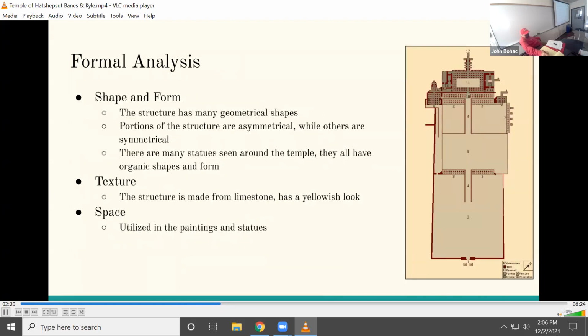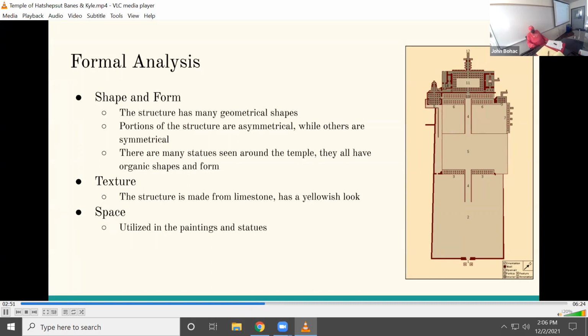So, formal analysis. On this first slide, I'm going to be going over the formal analysis of the entire structure itself. And we'll talk about specific analysis of the artwork seen in the structure. So, shaping for one, the building has many shapes as it is made. Supports that are pretty asymmetrical. Shown right to the bottom, the bottom sections sort of pulled out a little bit.